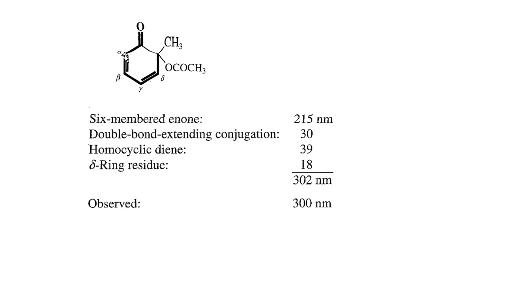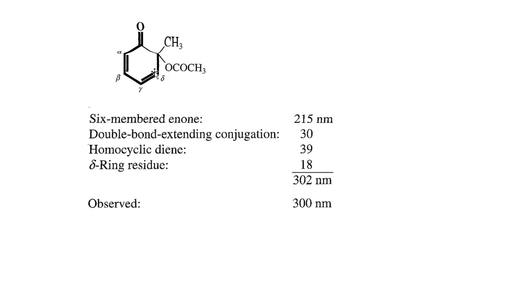See, it is the alpha position, beta position, gamma position, and delta position. Here is a double bond extending conjugation. This double bond extends the conjugation, and hence will contribute 30 nanometer as the increment.